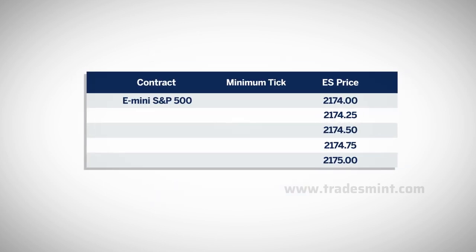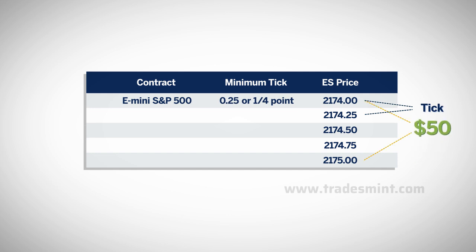For example, E-mini S&P 500 futures have a minimum price fluctuation of 0.25 index points or a quarter of an index point. Therefore, one tick in the E-mini S&P 500 is 1/4 of 1 point. Since a full point movement is worth $50, a quarter point movement is worth $12.50.